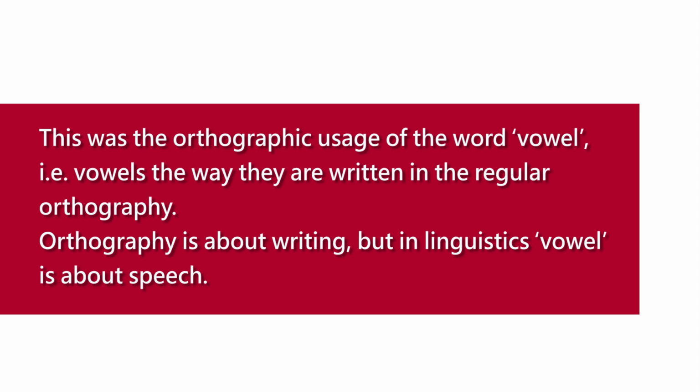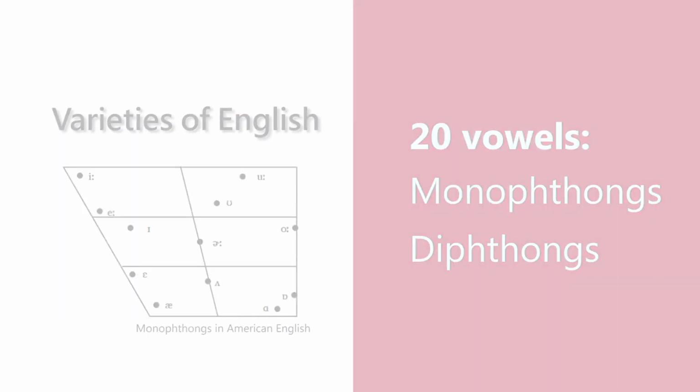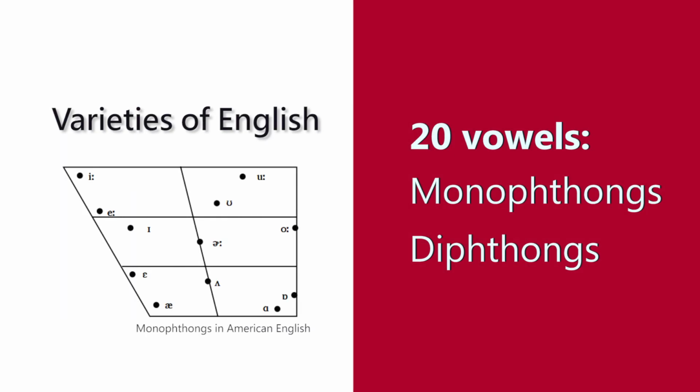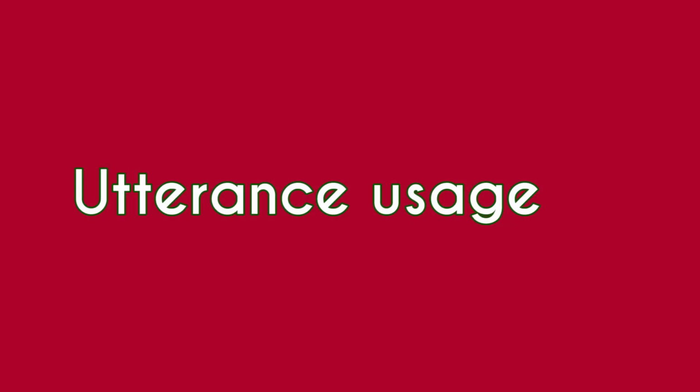I just showed you an example of how there could be more than 5 vowels. The fact is that depending on the regional variety of English, there are approximately 20 vowels used in the English language. Therefore, you can see from this that the orthographic approach is not very accurate. And of course, when we talk about 20 vowels, we talk about monophthongs and diphthongs. This was the orthographic usage of the word vowel. We're going to move on to a more accurate method, and that is called the utterance usage.